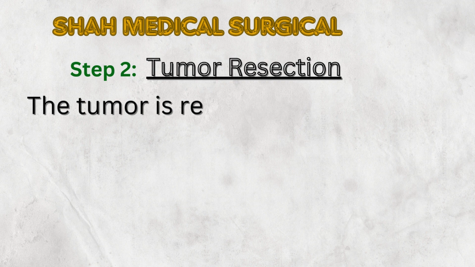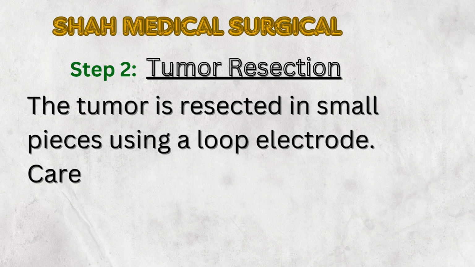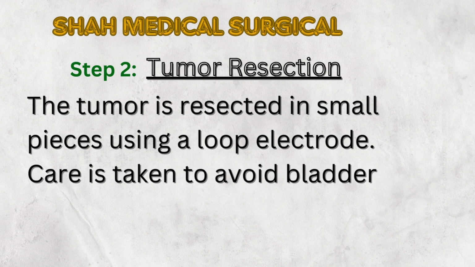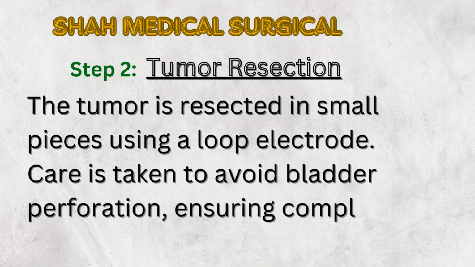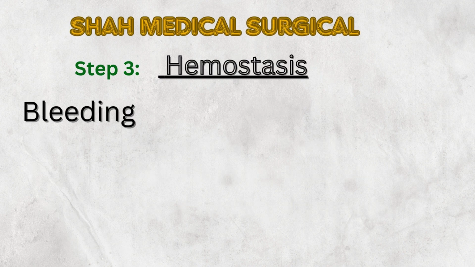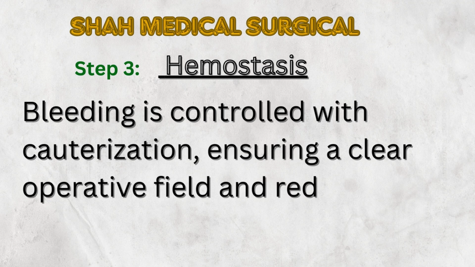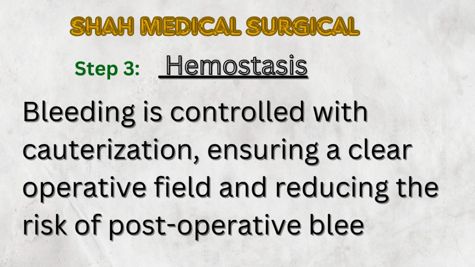Step 2. Tumor resection. The tumor is resected in small pieces using a loop electrode. Care is taken to avoid bladder perforation, ensuring complete tumor removal. Step 3. Hemostasis. Bleeding is controlled with cauterization, ensuring a clear operative field and reducing the risk of postoperative bleeding.